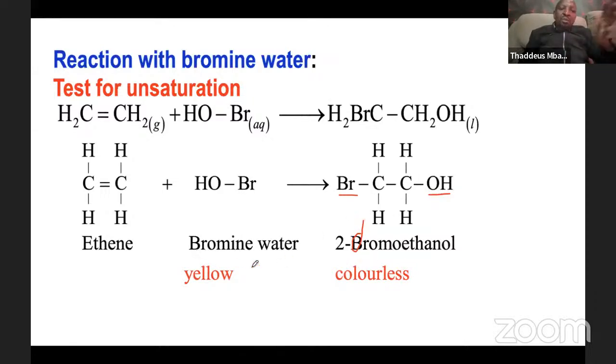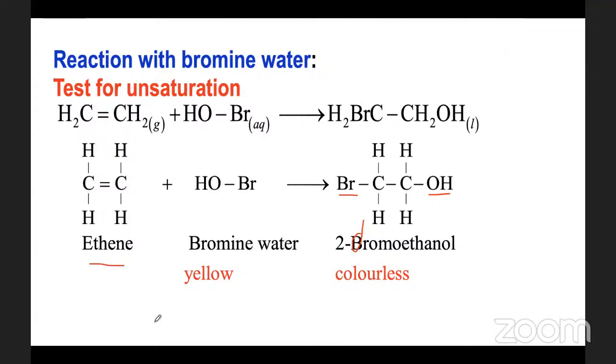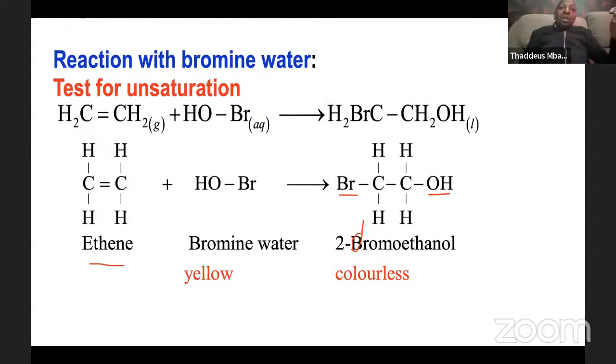So it changes from yellow to colorless. As we say, that is the test for unsaturation. If you are asked how to differentiate ethene and ethane, you say you can bubble the gas through bromine water. With ethene, the bromine water changes from yellow to colorless. For ethane, the bromine water remains yellow. Do you understand? Yes. That's a test for unsaturation. That is a way of differentiating.